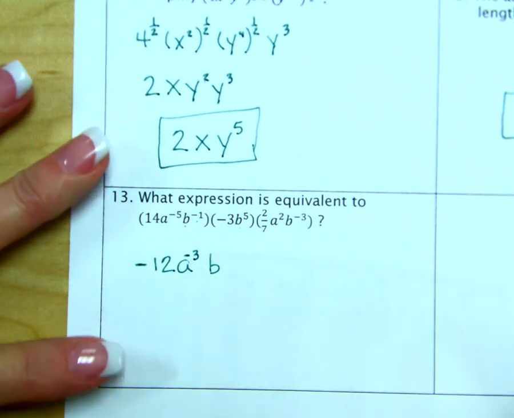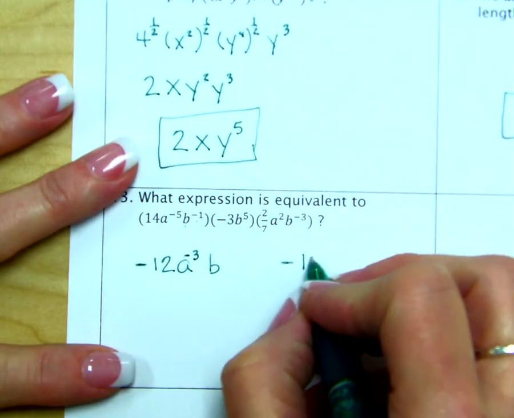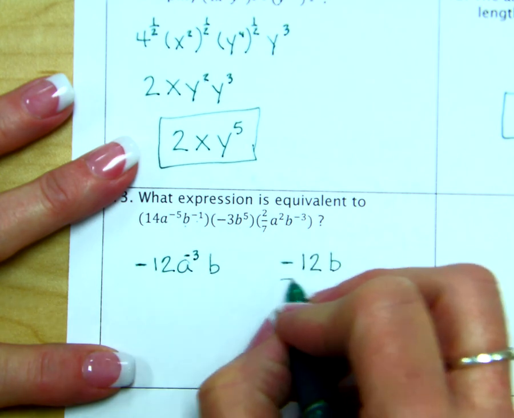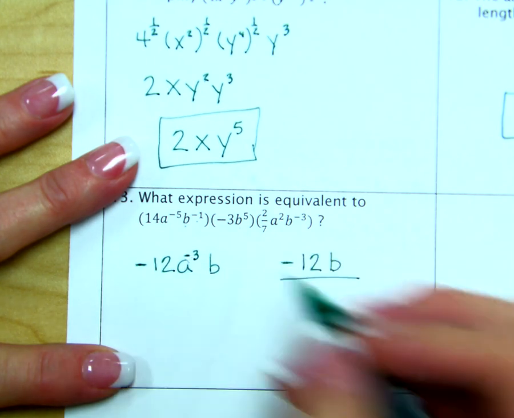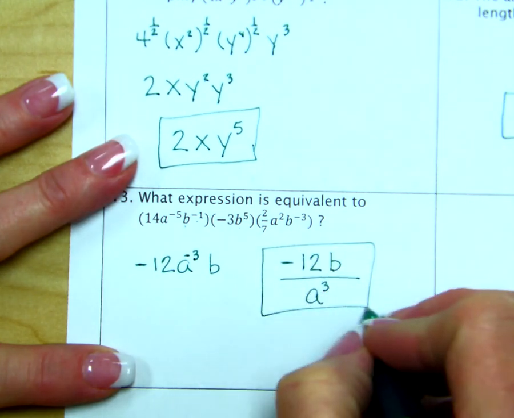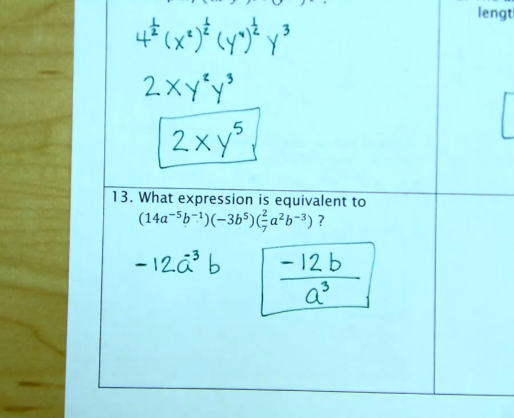But I can't have a negative exponent. So I'm going to put the negative 12 in the b in the numerator, and this negative exponent tells me to put a to the positive 3 in the denominator. And that is our final question on the Unit 7 review.